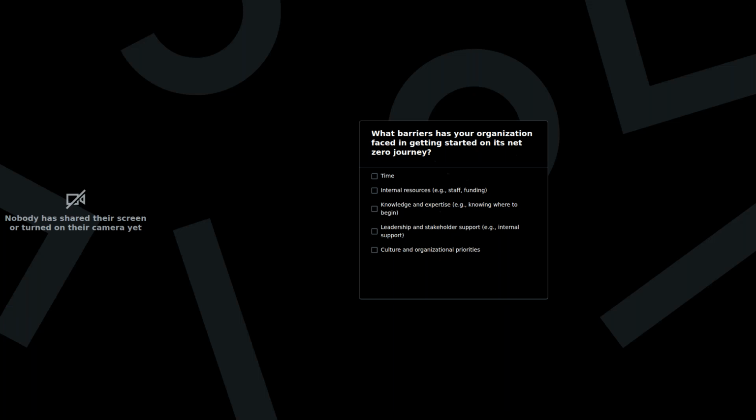Our response options are time, internal resources such as staff, funding, knowledge and expertise, so actually knowing where to begin or having access to advice, leadership and stakeholder support, so having that support from the leadership teams or buy-in from stakeholders, and organisational culture or competing priorities within the organisation. We'll just give you a few seconds to answer that, and I will pass over to Sam. Thank you.